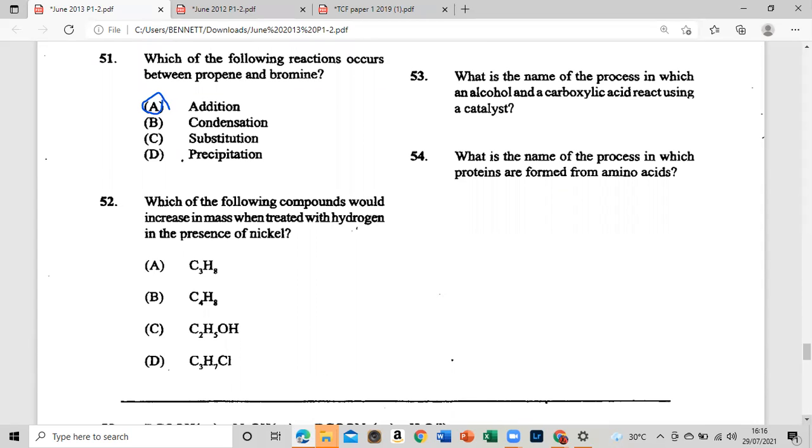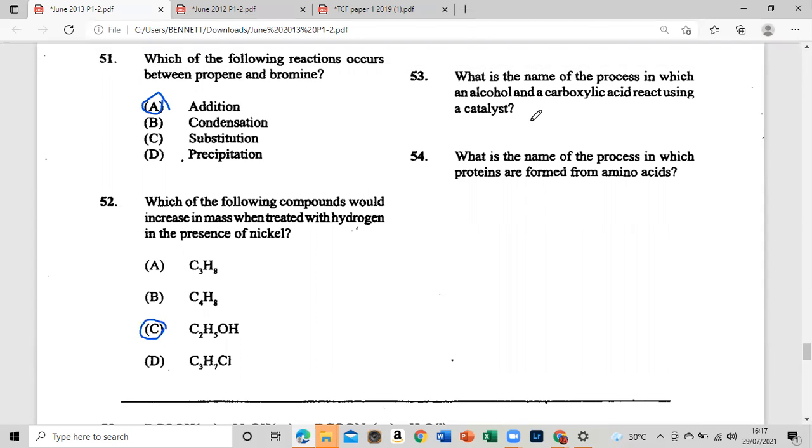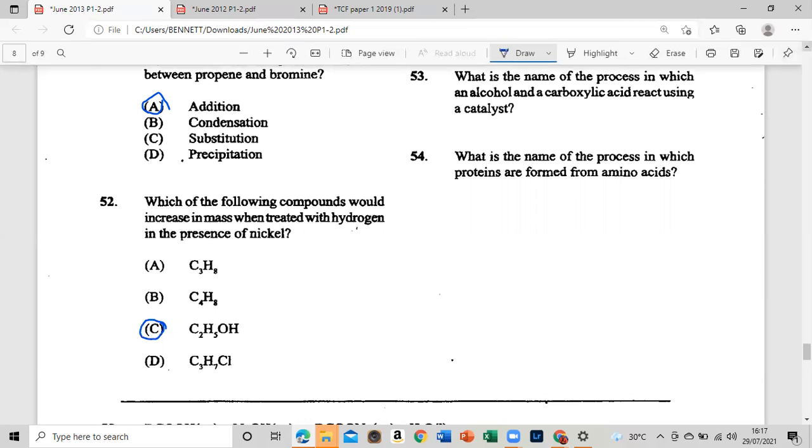52, which of the following compounds would decrease in mass when treated with hydrogen in the presence of a catalyst? Is it A, B, or C? And the 52 is C. Let's move on to 53.